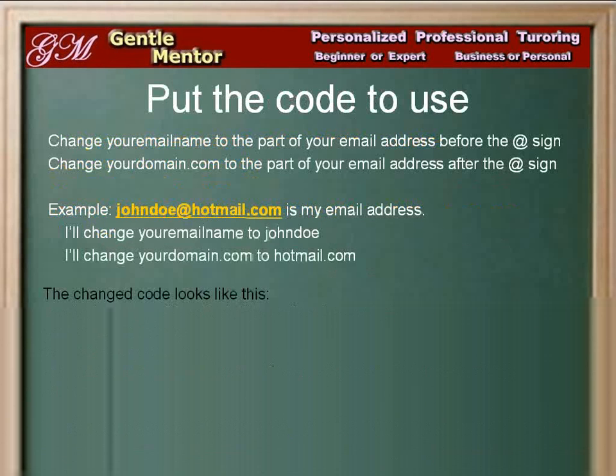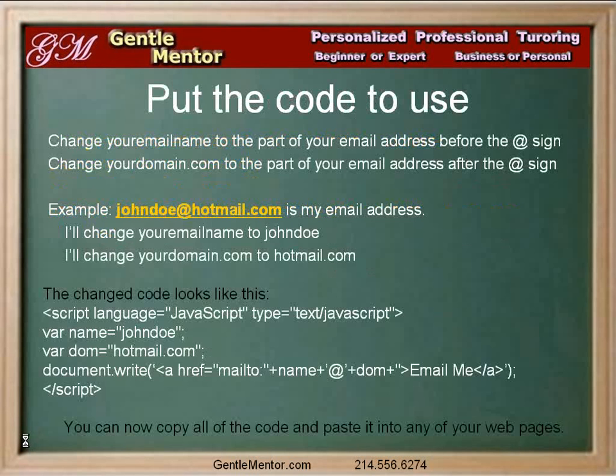I've changed your email name to John Doe, and I've changed the domain to hotmail.com. And you'll see an example of how the script will look after I've made those changes. Now all you need to do is copy the 5 lines of script, open up your web page editor, and paste those lines into it, and you'll have a hidden email link.